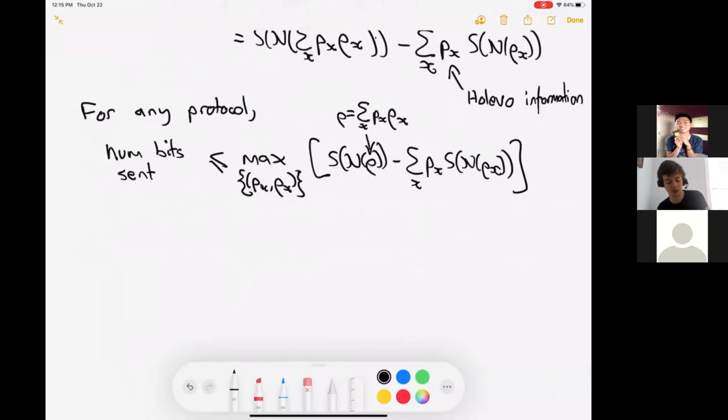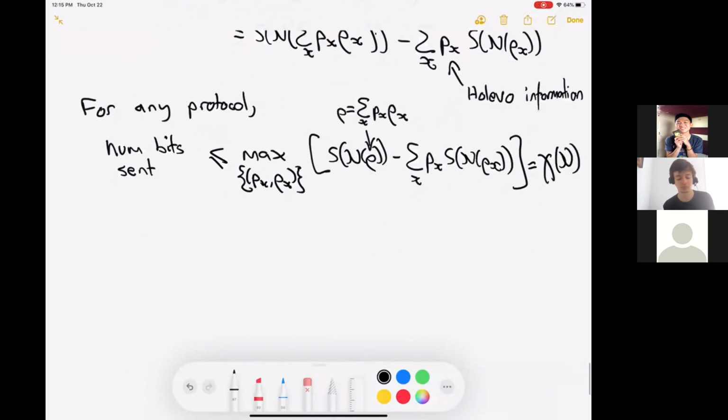This thing has a name. It's called the Holevo information of the channel, or chi of the channel N. So we've shown an upper bound on how many bits we can send, but that's not enough. We want to know the actual capacity. And if we're only able to use this channel one time, then we generally can't achieve this upper bound, right?